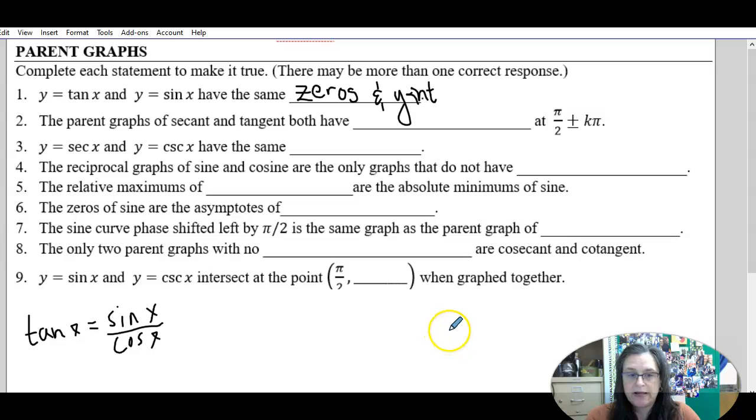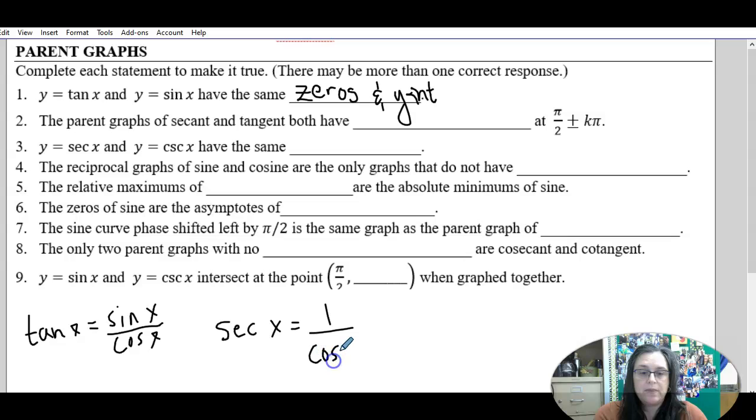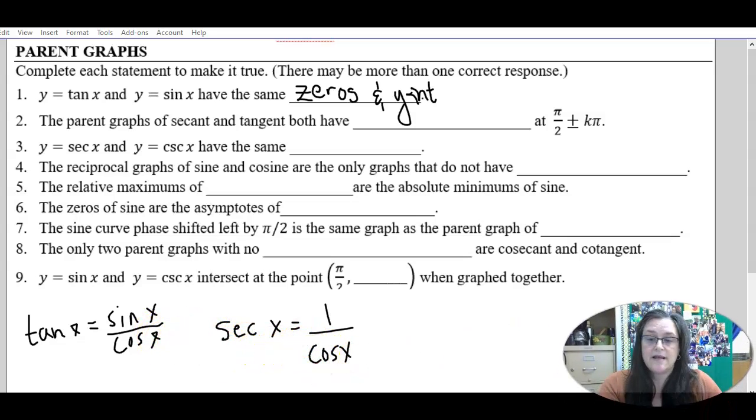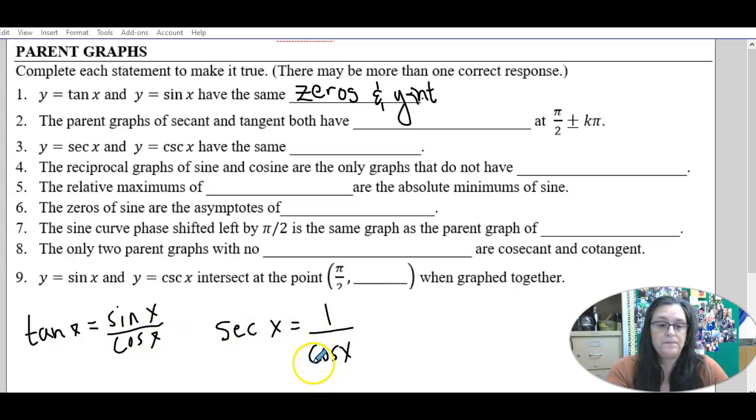Okay, number two asks, the parent graphs of secant and tangent both have what at pi over 2 plus or minus k times pi. Secant of x is the reciprocal of the cosine. And the tangent of x, we already saw, is sine over cosine. Since secant and tangent both have cosine in their denominators, that tells us that wherever tangent's asymptotes are located, secant's asymptotes will be the same. And those asymptotes will occur at the zeros of cosine because you can't divide by 0.